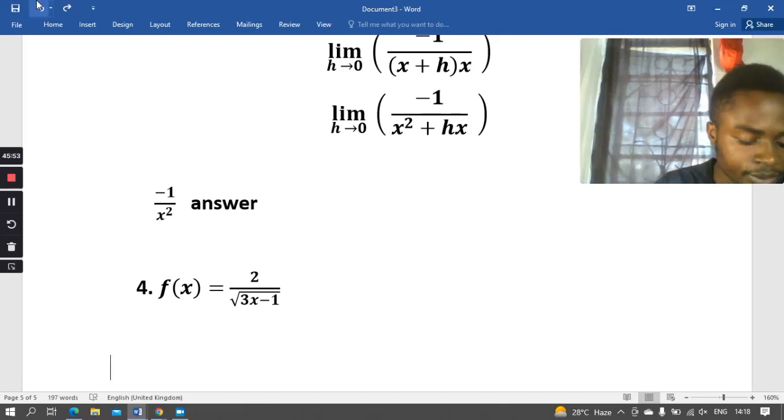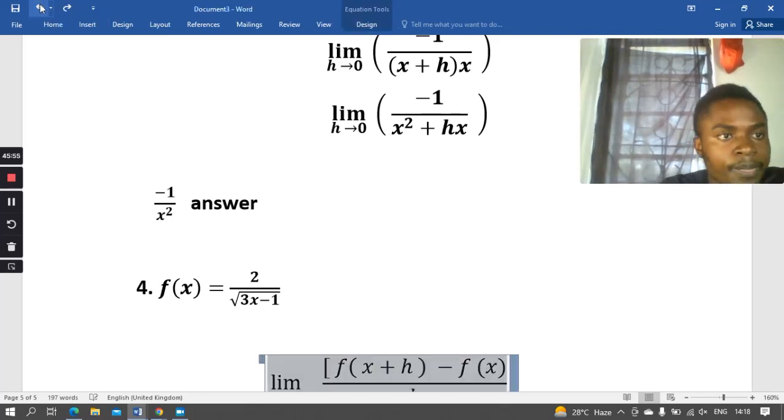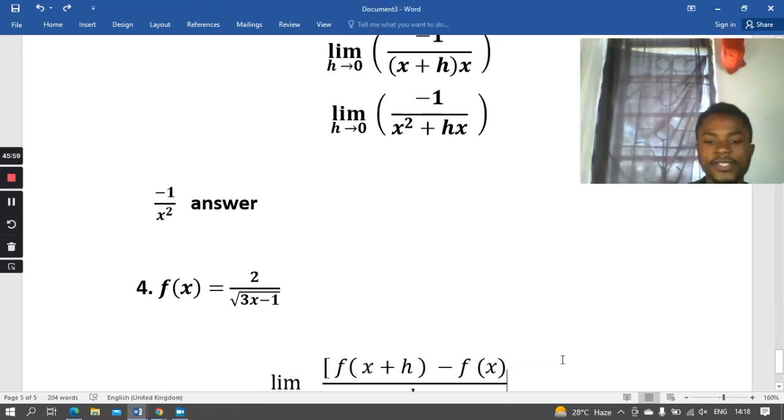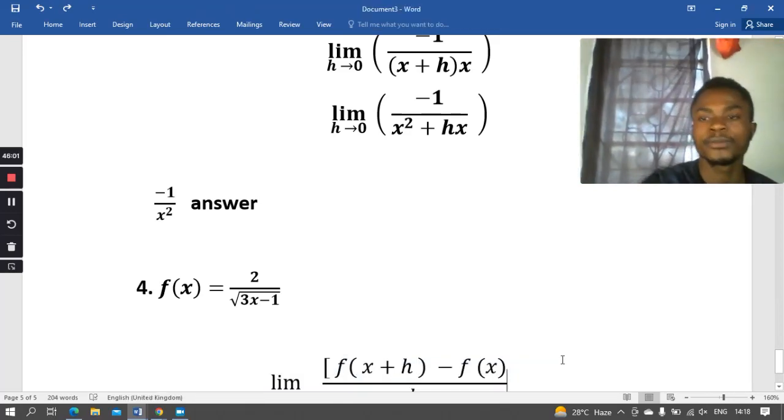So, as usual, the first thing, you write the formula. The first thing, you write the formula, okay?